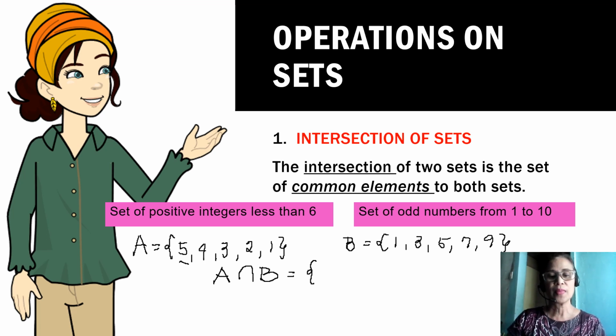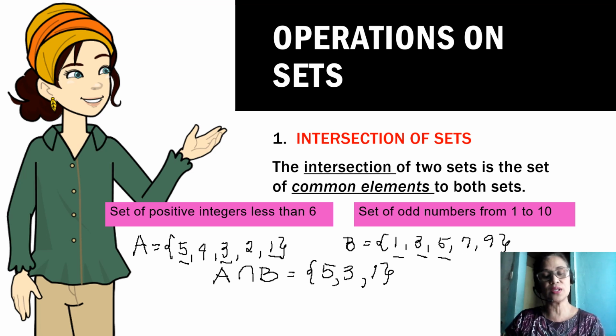5. Okay, it's also in B. So we have to list 5. Okay. 4 is not in B. It's only in A. 3, okay, is in A and B. So we have 3. 2 is only in A. 1 is in A and B. So these are the elements of A intersection B. They are 5, 3, and 1. So there are only 3 elements.